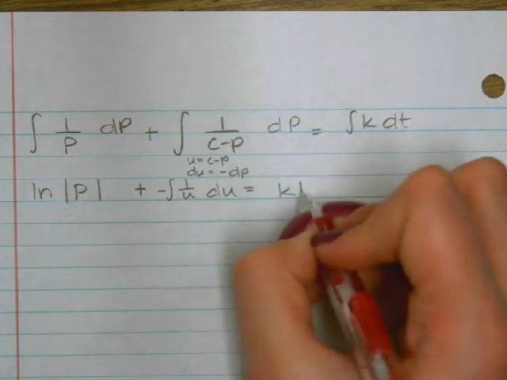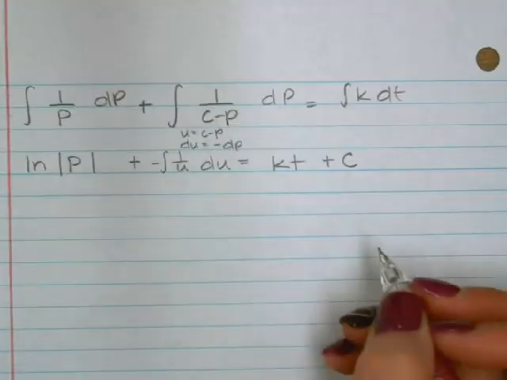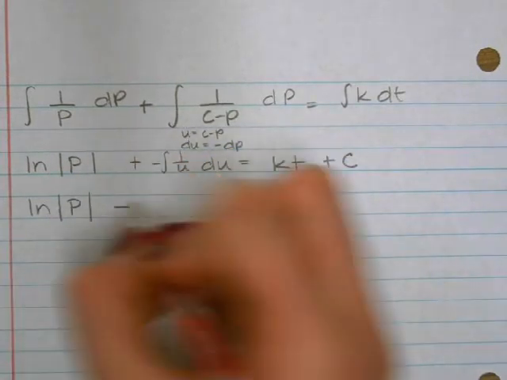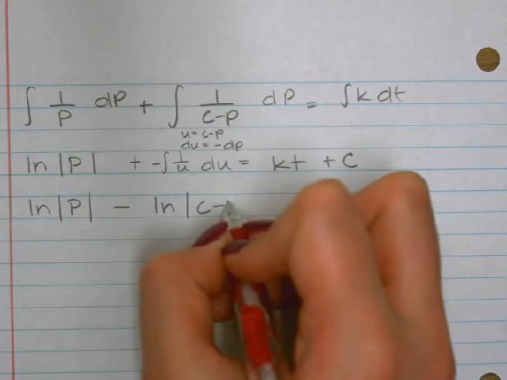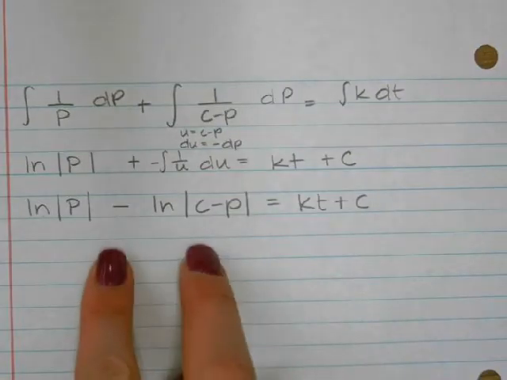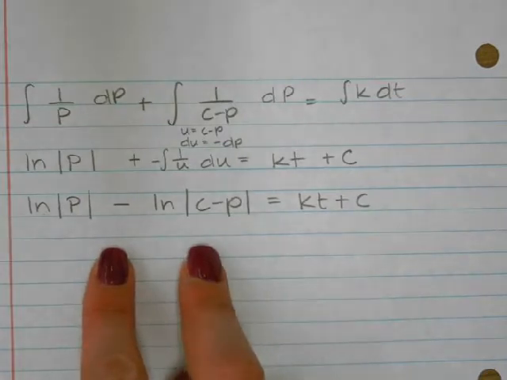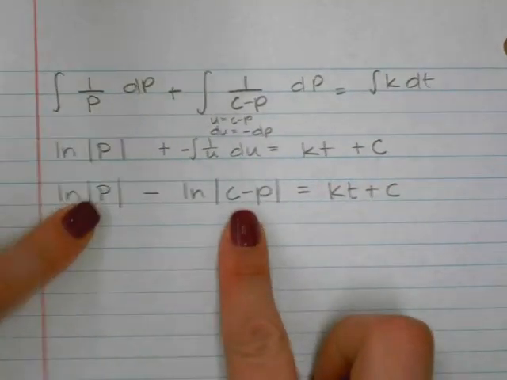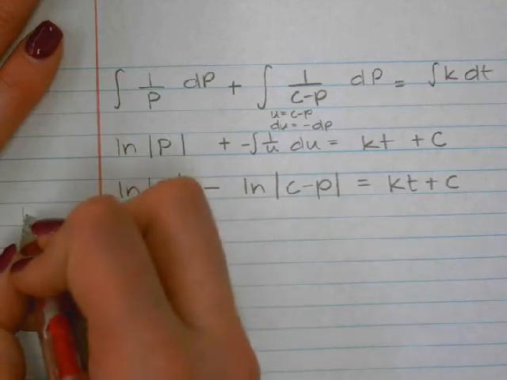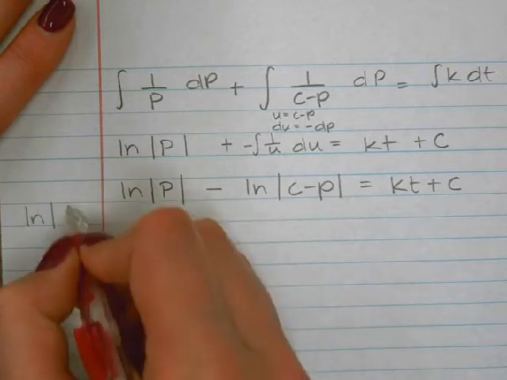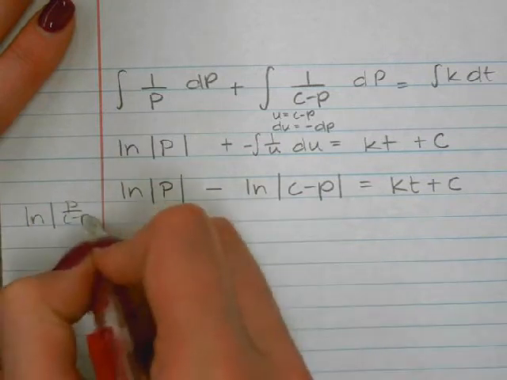And this other side is kt plus c. Okay, so now I have ln of p minus ln of c minus p equals kt plus c. Now, if you recall, I've been using the property of logarithms to put two different logarithms together. So the way this would be written right now is ln of p divided by c minus p.